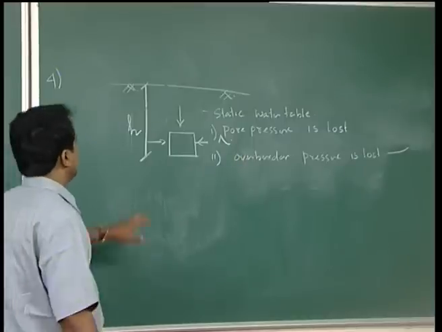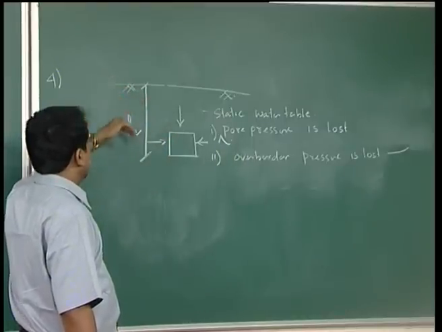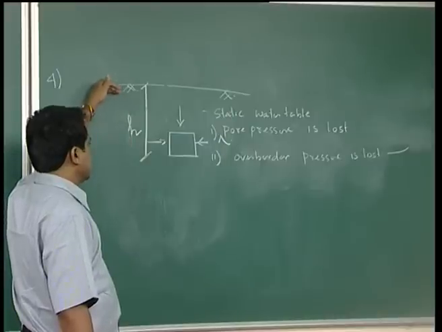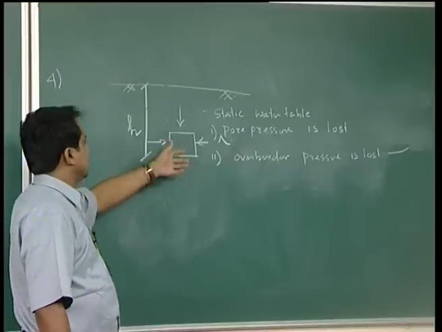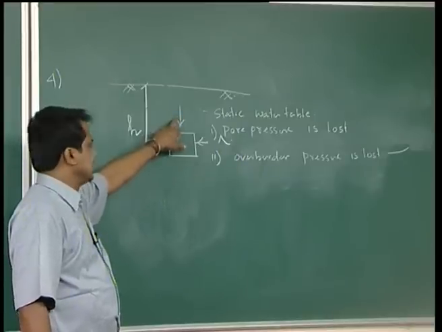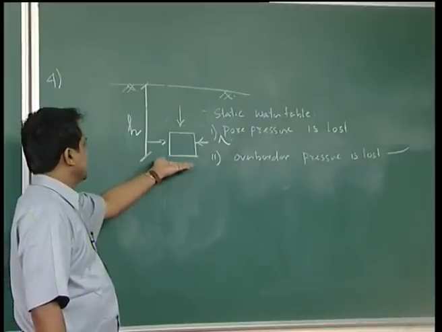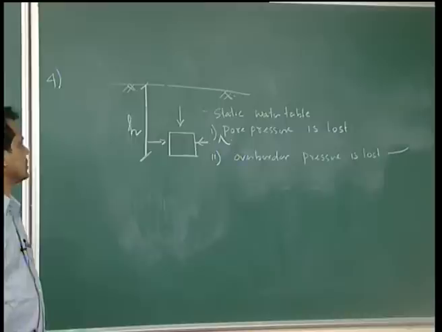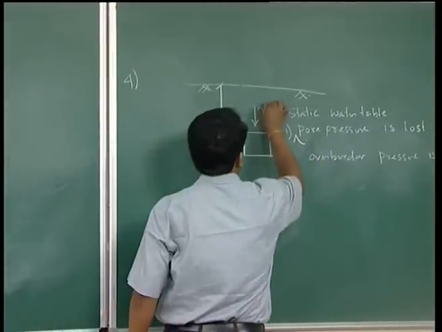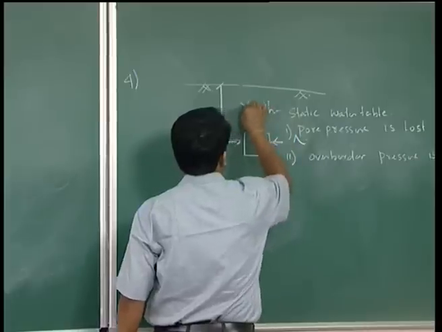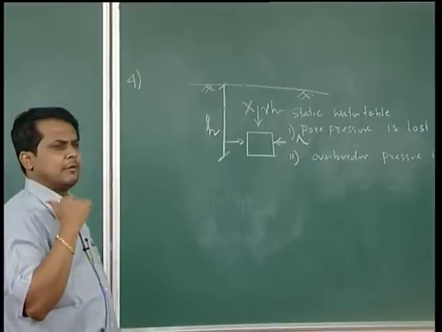Before unloading, suppose I collect a soil sample at a distance h from the ground surface. What will happen to the soil sample? It is acted upon by the overburden pressure, gamma z, as well as the confining pressure. The moment this sample is taken out from the ground, it loses this overburden pressure, gamma h, when brought to the laboratory.